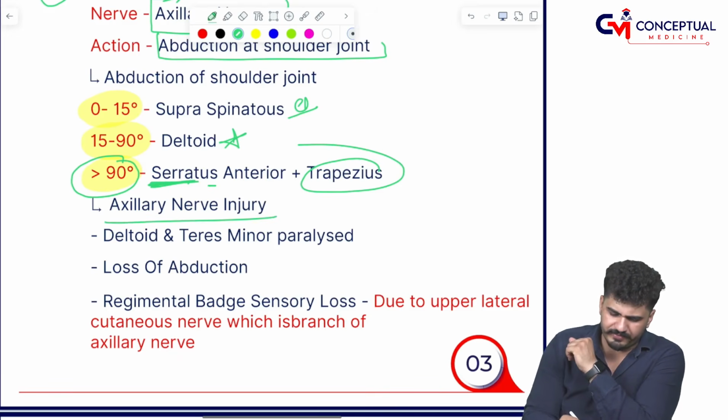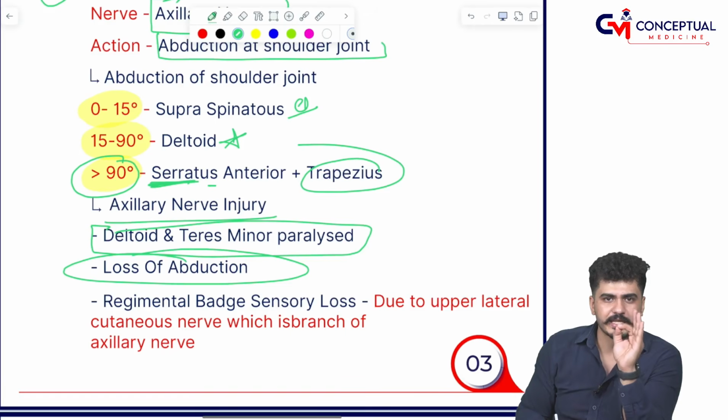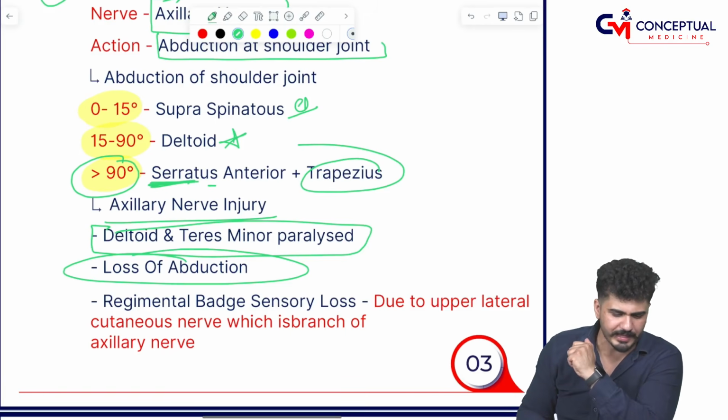Now, if there is an injury to the axillary nerve, my dear friends, the deltoid and teres minor will get paralyzed. Loss of abduction is going to be there. This is the motor function. Now sensory function is also asked multiple times in an exam.